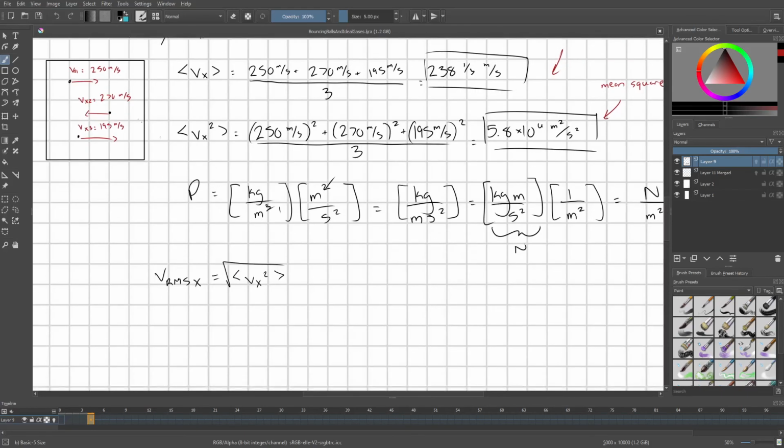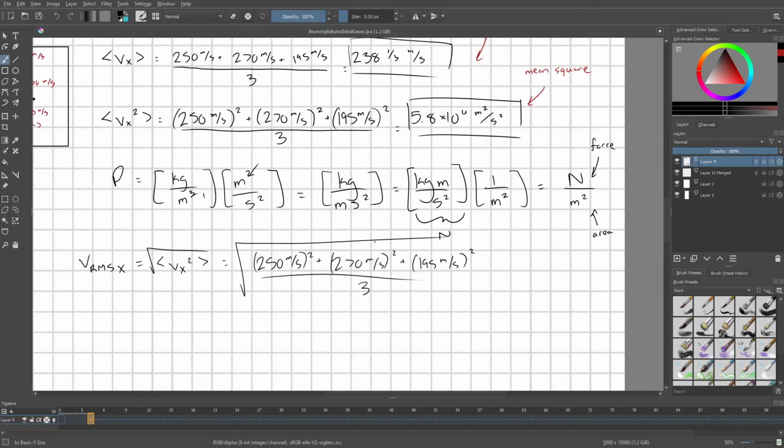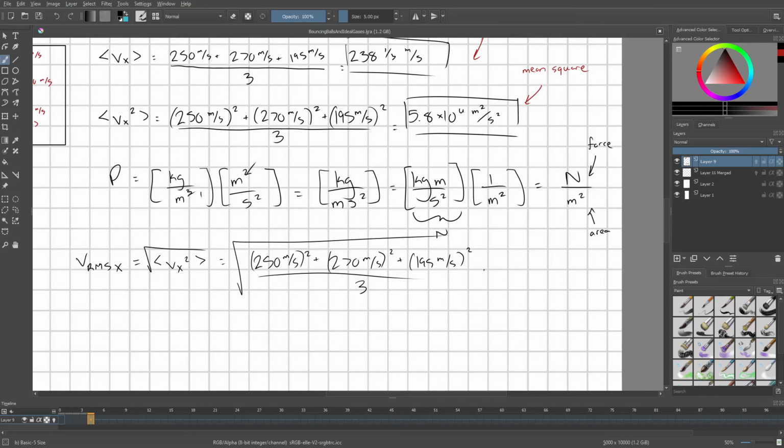So for this example of the 3 particles, what would that be? Well, that would just be 250 meters per second squared plus the 270 meters per second squared plus the 195 meters per second squared all over 3, and then square rooting that entire thing. And this would be about 240.4 meters per second.